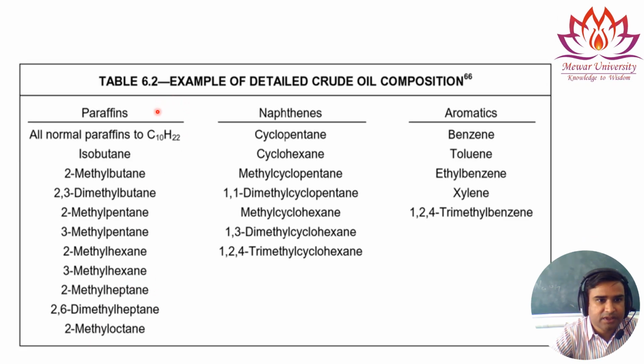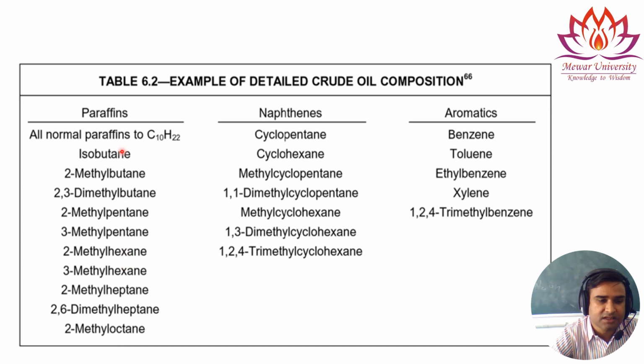This is the table that gives you the description of the detailed crude oil composition. In the crude oil, these are the paraffins, all normal paraffins from C10 to C22. Then we have isobutane and 2-methyl butane. All these components are paraffinic components that are found in the crude oil.